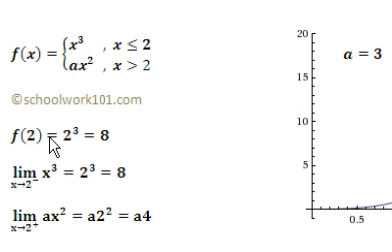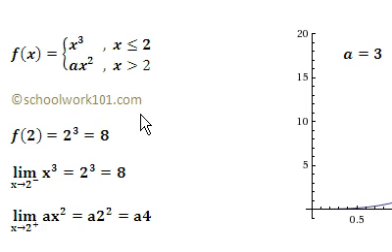Alright, so the first thing I'm going to do is plug 2 directly into the function. Now we're going to be using this top one up here because this says x is less than or equal to 2, and equals means 2 is in the domain of this function. So you plug 2 in, 2 cubed is 8. Now we want to take the limit, coming in from the left and coming in from the right. Coming in from the left, we use this top part because x is less than or equal to 2, and with direct substitution, of course we get 2 cubed is 8.